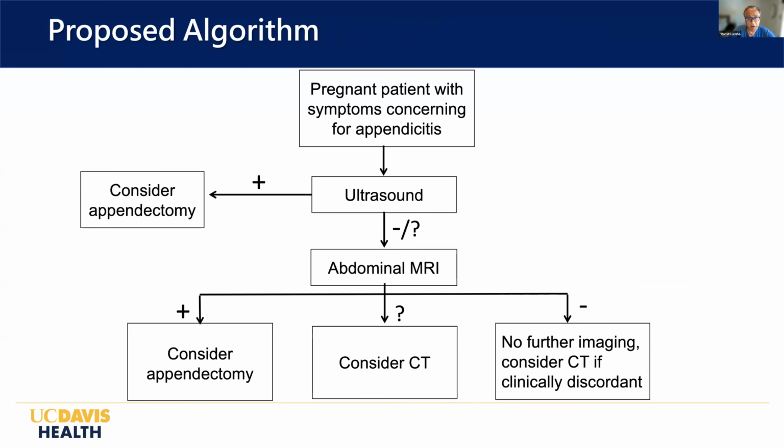So here's the proposed algorithm. A pregnant patient with symptoms concerning for appendicitis gets an ultrasound. If positive, appendectomy. If negative or non-diagnostic, move to abdominal MR. If the abdominal MR is positive, move to appendectomy. If the abdominal MR is also indeterminate, consider CT. If the abdominal MR is negative, no further imaging is needed.